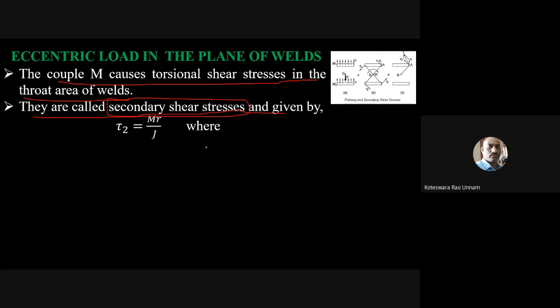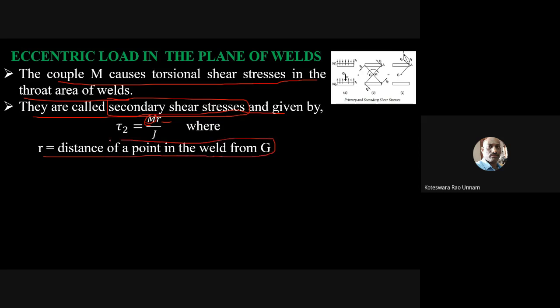And this is given by, as already told, our torsion equation. Here I have used M for the torsion. So M by J into R, where R is the distance or radius of the point from the center of gravity. So R is the distance of a point in the weld from G.